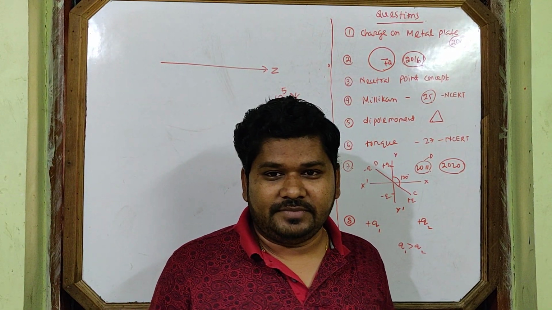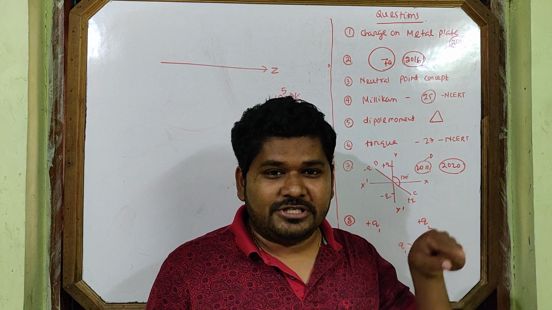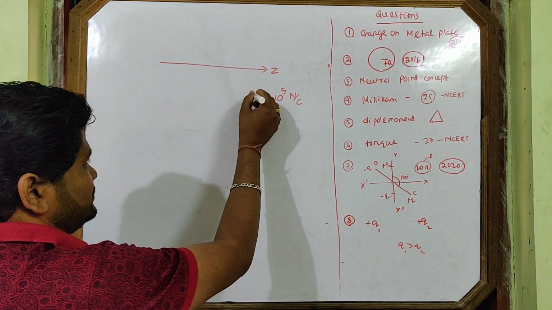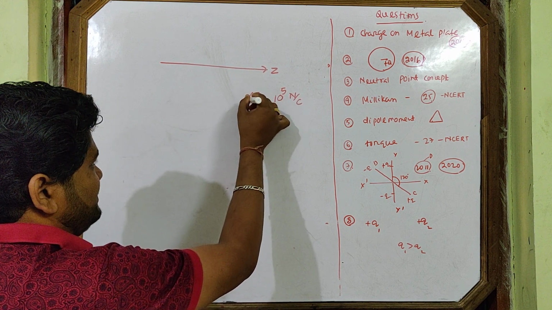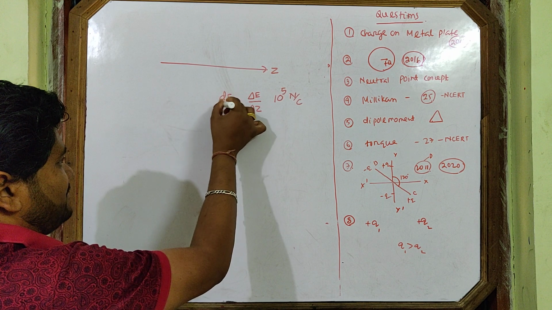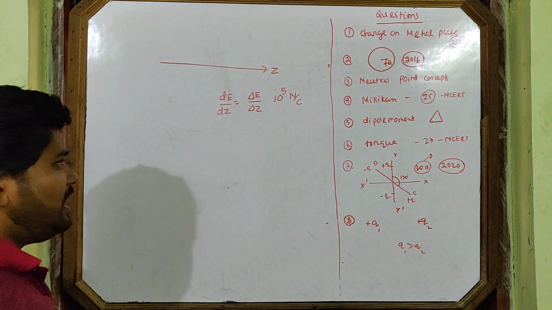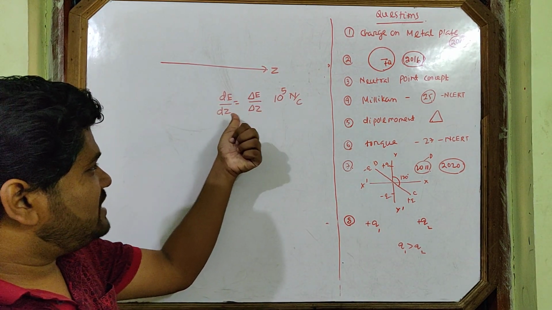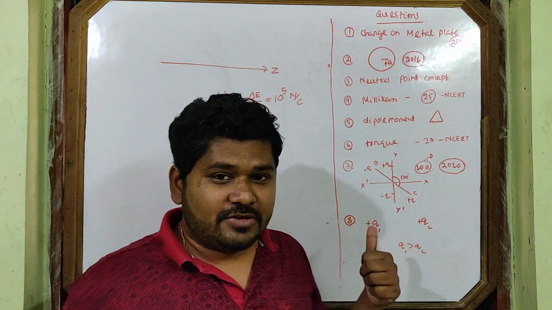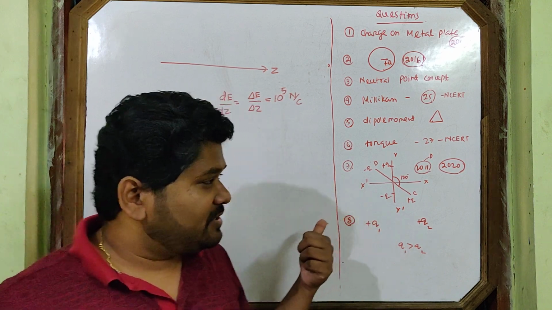Newton per Coulomb. It is increasing in the positive Z direction, 10 to the power 5 Newton per Coulomb per meter. So that means I can write del E by del Z, or also you can write dE by dZ: how electric field changes with respect to Z, 10 to the power 5 Newton per Coulomb. It is given in the question paper. You can read, you can understand the question.